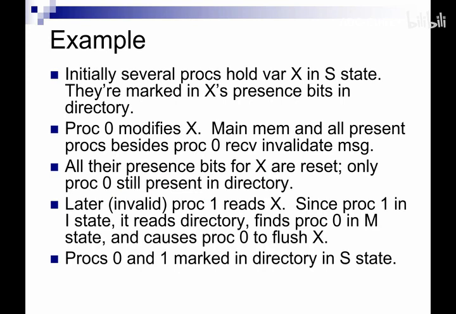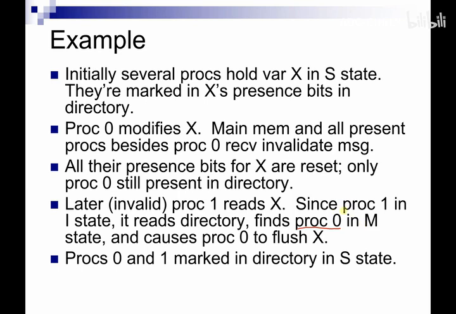Now suppose later some other process, let's say process 1, tries to read x. We know that process 1 is in the invalid state, because process 0 is in the modified state, so all of the other processes have to be in the invalid state. Because process 1 is invalid, it goes to read the directory. It finds the only process which has its presence bit for x set, and that's process 0, in the modified state.